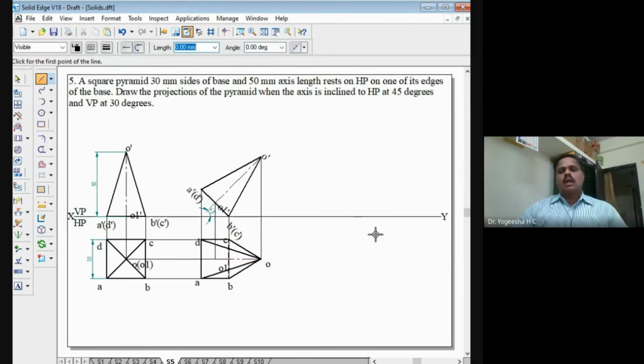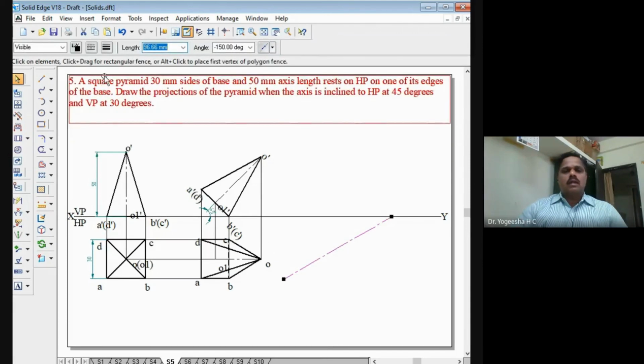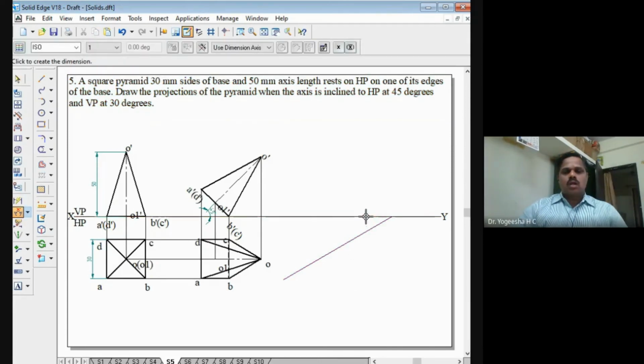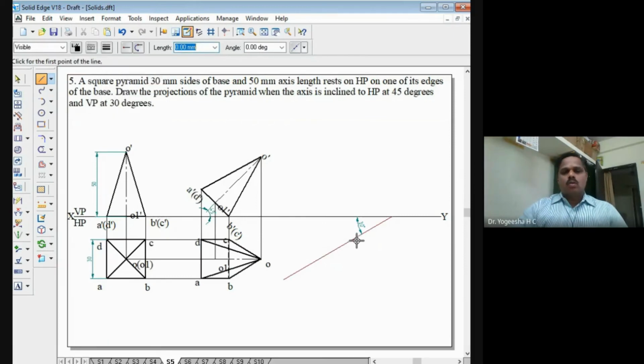For that, take a thin line. So take any line from here at an inclination of 30 degrees. So 30 degree means 180 plus 30, that is 210. Draw a line like this. So it should be a continuous line. Select it as a continuous line. Right? So this angle is 30 degree. So this is 30 degree, right? So on this 30 degree line, I have to take the true length of the axis. I will take continuous line, right? The true length of the axis is here. How much? 50 mm. I will take 50 mm here along this. Then I will draw a horizontal line here. So this is 50 mm is the true length of the axis.